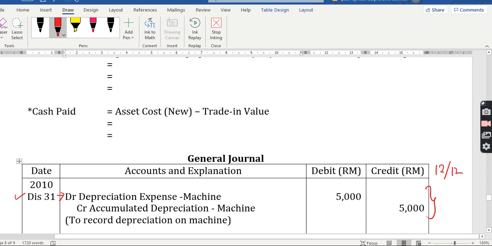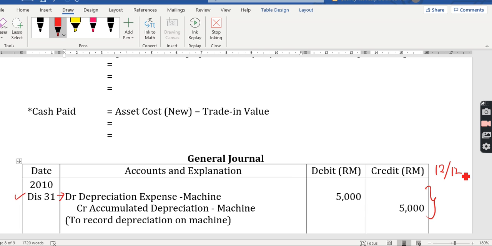Pernah catat tak depreciation untuk 2010? Tak pernah. So you kena catat dulu. Sebab from the journal, then only the amount will be posted to the ledger. Even though they already calculated the 15,000 for you for the accumulated depreciation, you still need to declare your depreciation expense for that year.